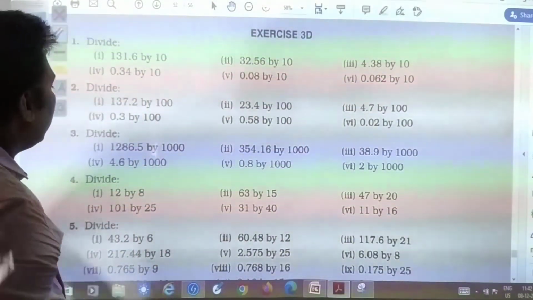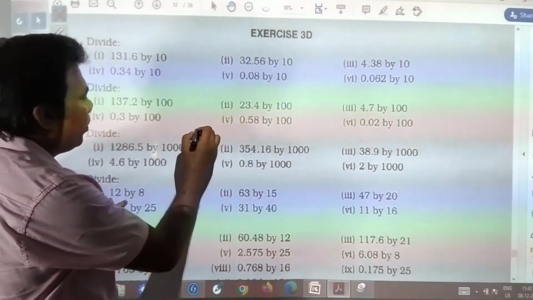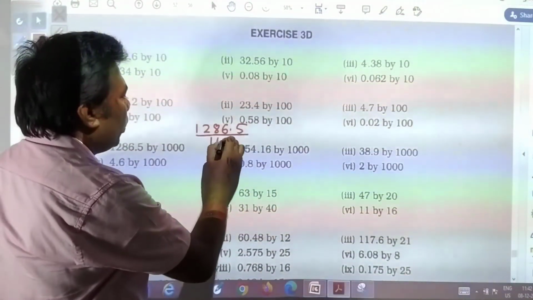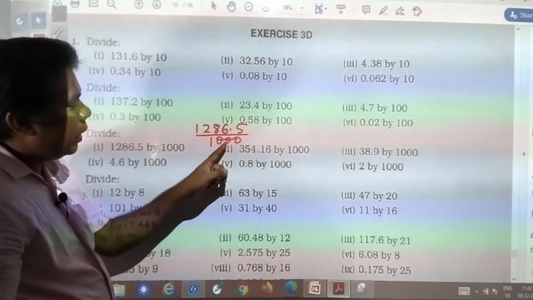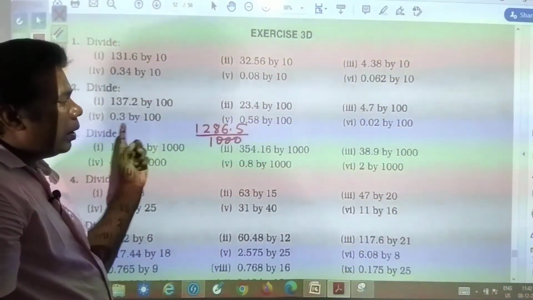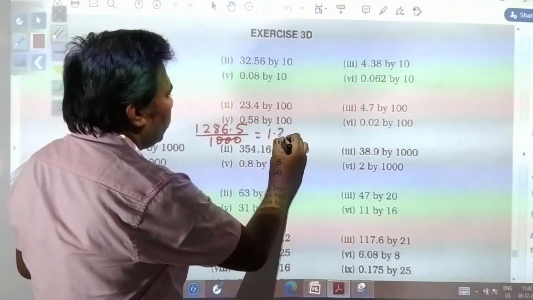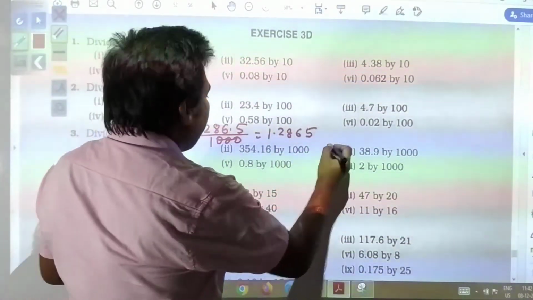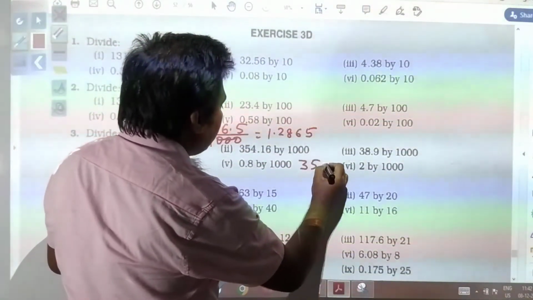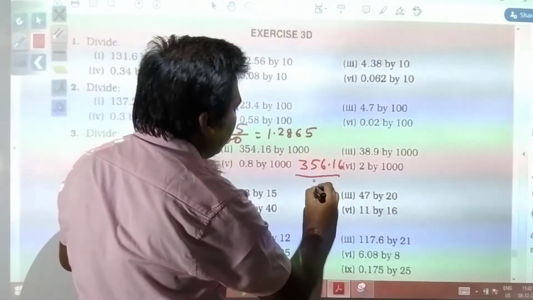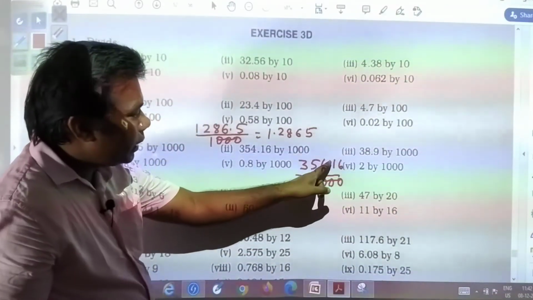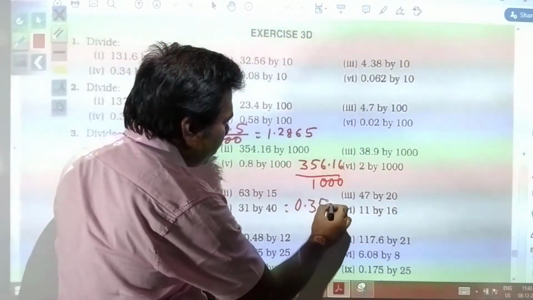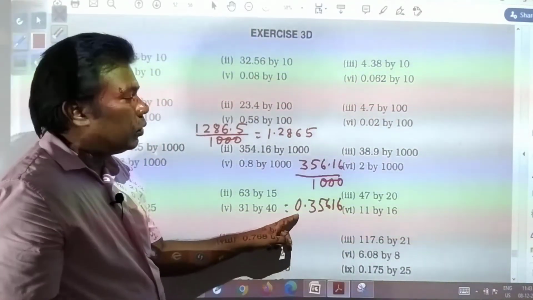Third question, you see, you need to divide by 1000. Same rule will be applied. 1286.5 divided by 1000. So here you see 3 zeros you have. 3 places it will move left side. So it will be 1.2865. This will be your answer. Second, you see, 356.16 divided by 1000. So 3 places it will move. So it will become 0.35616. This will be your answer.